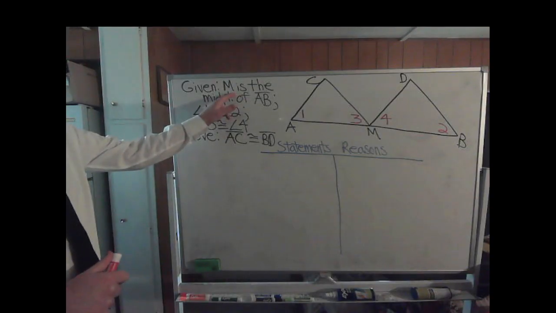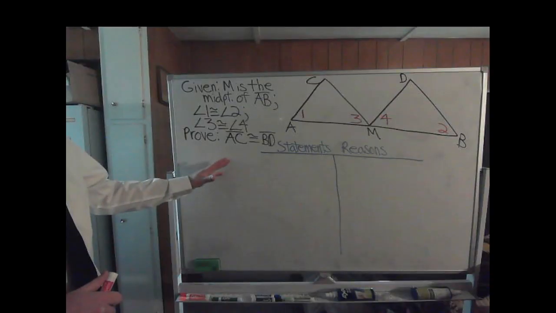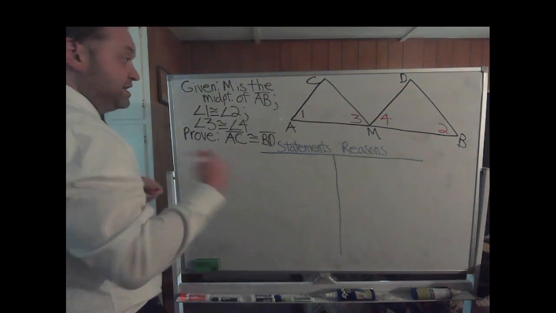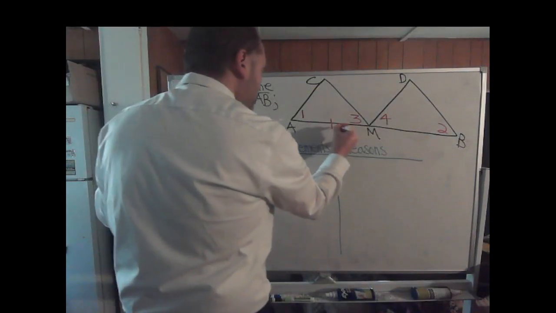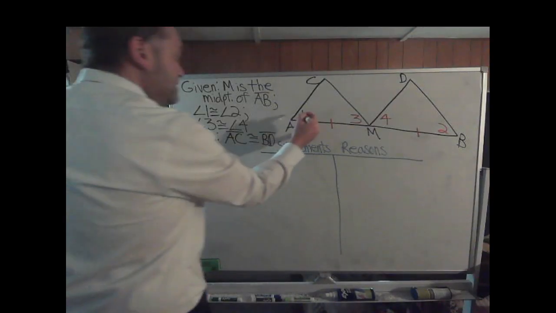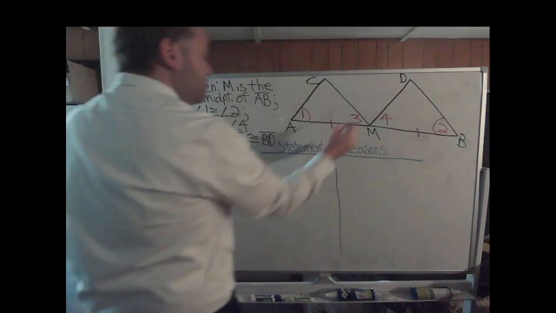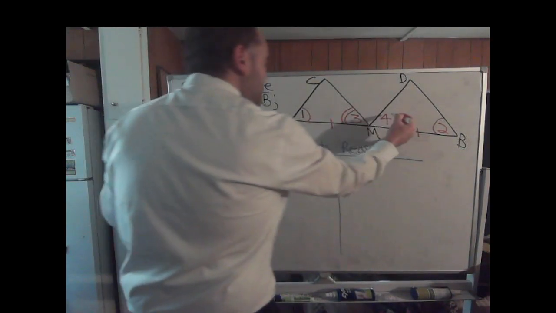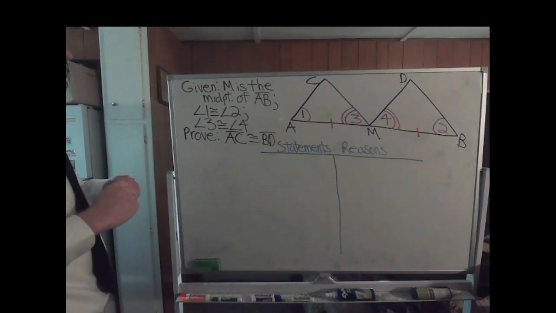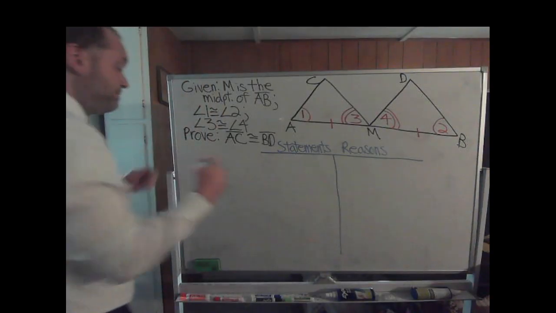So M is the midpoint of AB, which, when we list this in the proof, ultimately means that AM is congruent to MB by the definition of midpoint. Let's go ahead and place a congruency marker at each of these in our diagram. What else? Angle 1 is congruent to angle 2. Then angle 3 is congruent to angle 4. So we've put our congruency markers up. Okay, that's good. Now let's proceed to the proof.